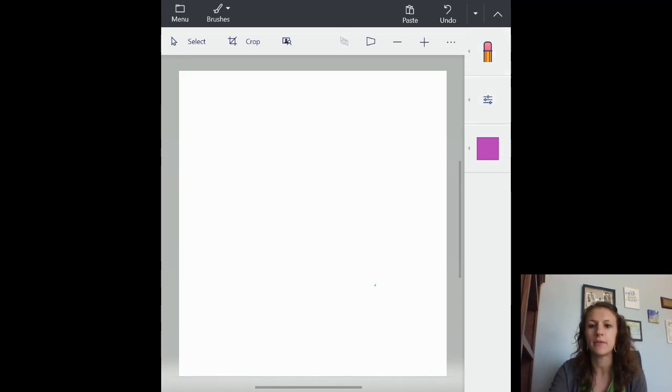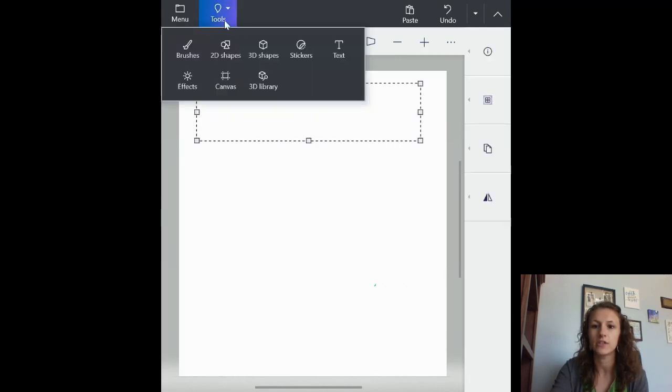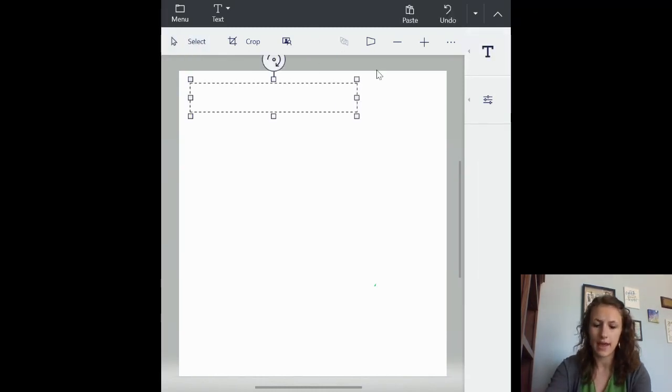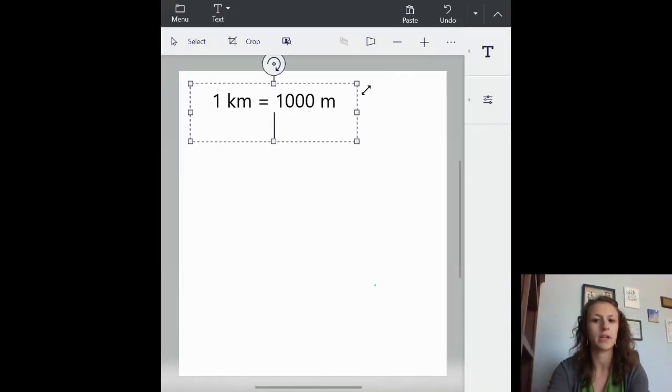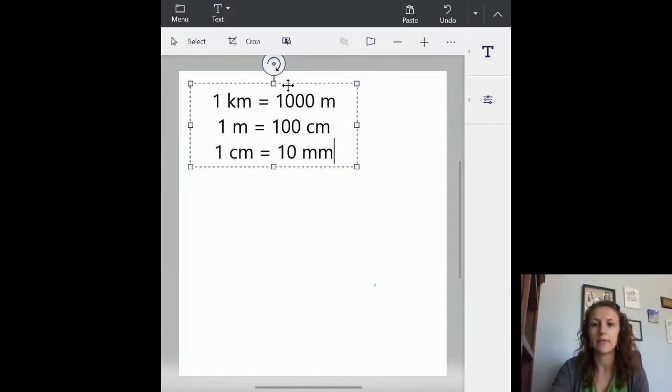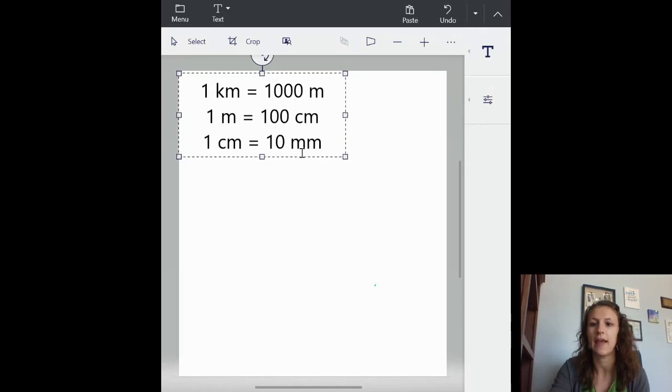All right, so before we go through some of these problems, it's very important that we know these important measurements, so that way we can go ahead and convert. So let's go ahead and type these in. We know that 1 kilometer is the same as 1,000 meters. We are working with this metric measurement right now. 1 meter is equal to 100 centimeters. And then 1 centimeter is equal to 10 millimeters. So we're going to keep this up at the top of our screen so that way that can help us.